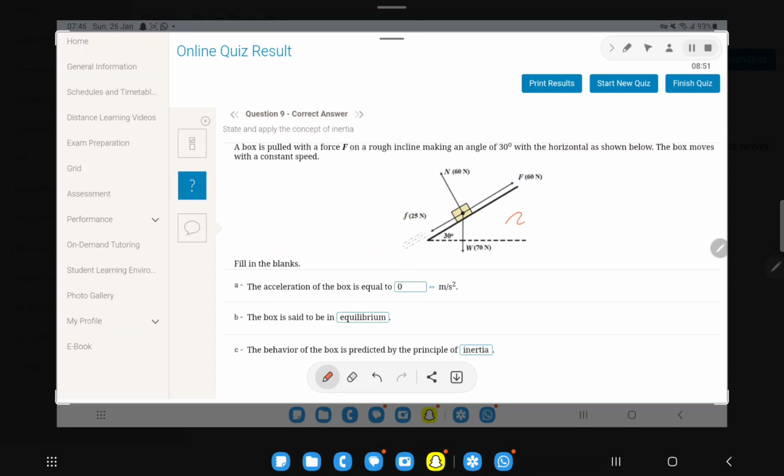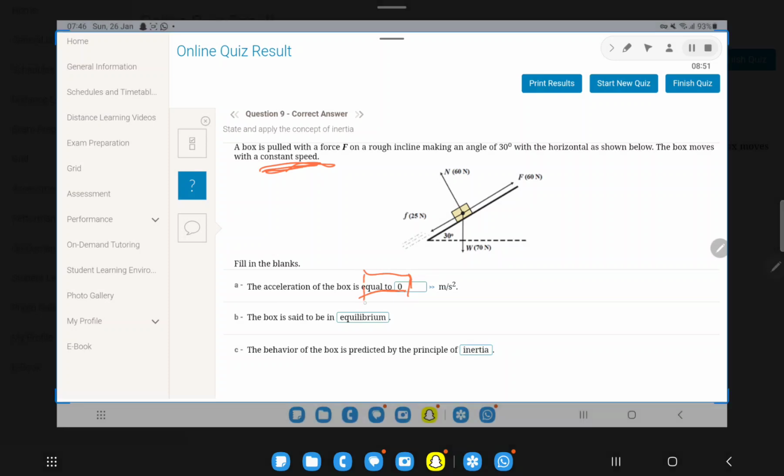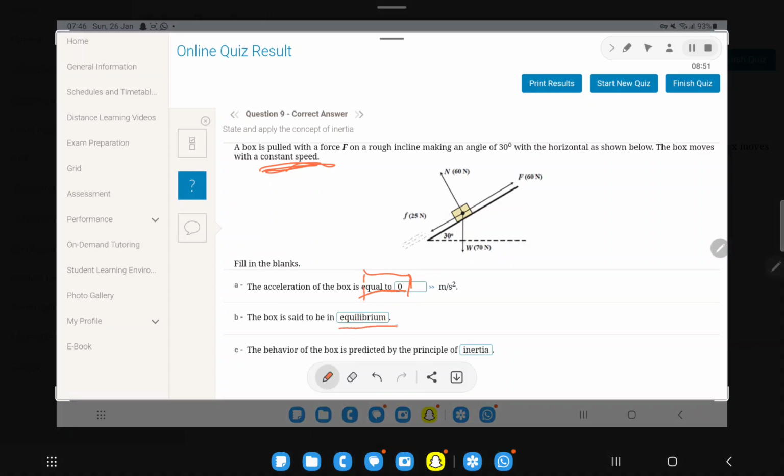Anyways, moving at a constant speed means that the acceleration is 0. It doesn't accelerate because no net force is applied onto it. The box is said to be in equilibrium. You have to memorize equilibrium. And the behavior of the box is predicted by the principle of inertia, from Newton's first law, the principle of inertia.